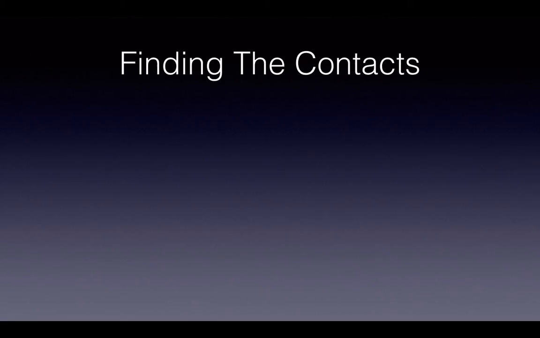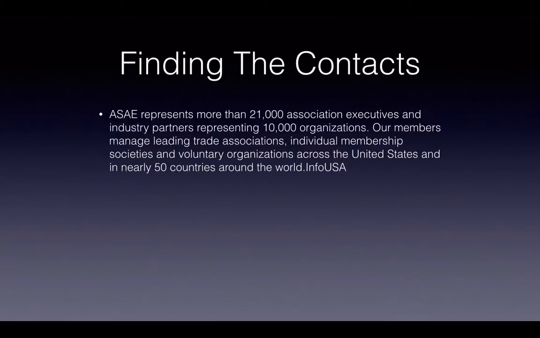Finding the contacts, a classic example is the ASAE, which is the American Society of Association Executives. It represents more than 21,000 association executives worldwide. There are over 10,000 organizations in this not-for-profit organization, and it's based in 50 different countries around the world. This is an association for associations, so you can actually find different industry target or niche markets. In fact, according to this information, there are over 10,000 niche markets that you can go to.